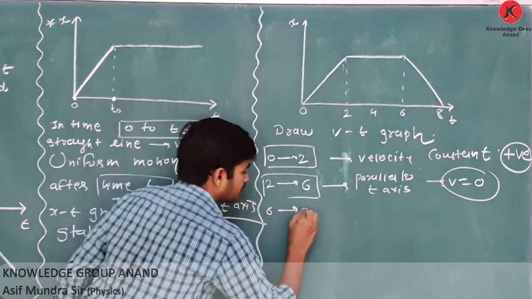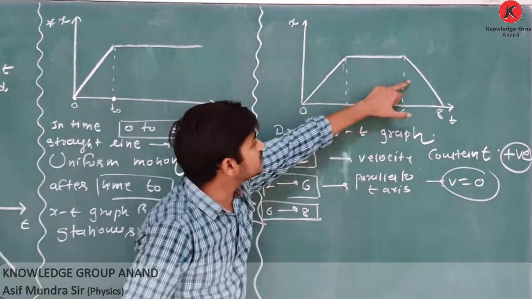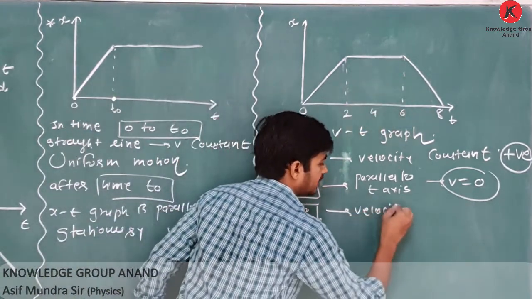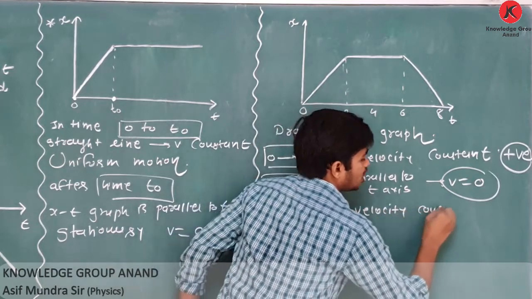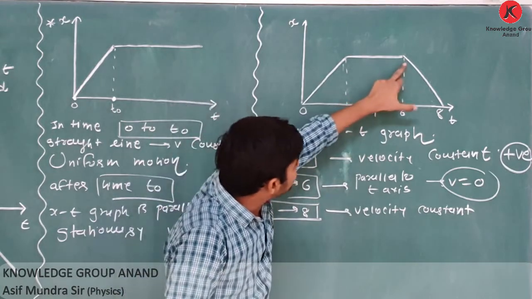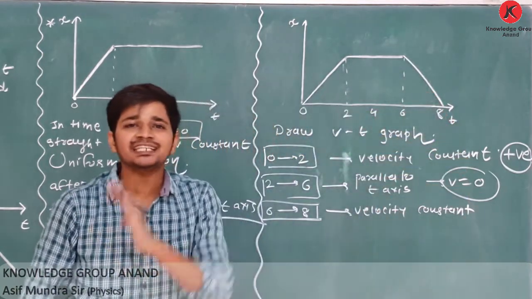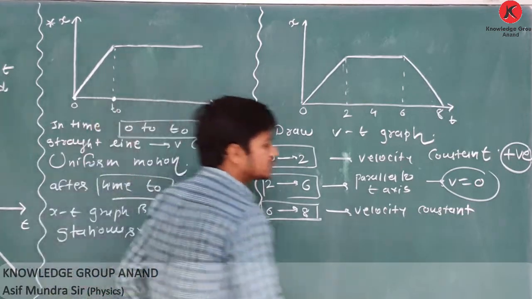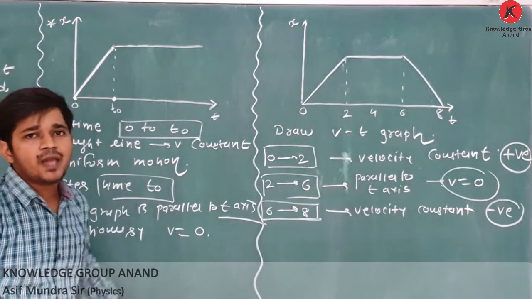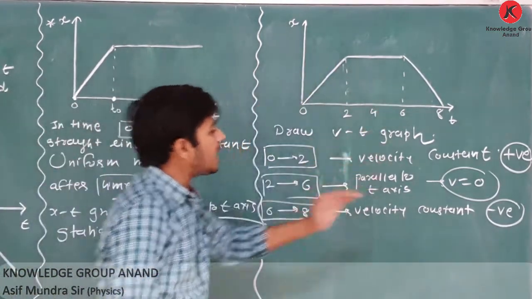Okay. Now the last one, the time interval from 6 to 8. See, again it is a straight line, and a straight line means velocity is constant. But if you observe, this graph is in downward direction, so its velocity will be negative. Clear? So this is how to observe any graph.